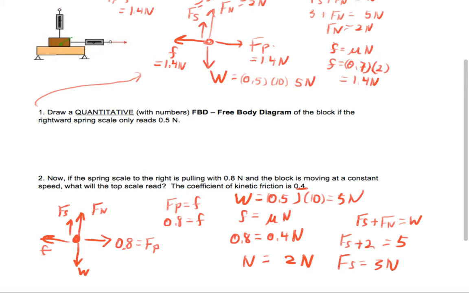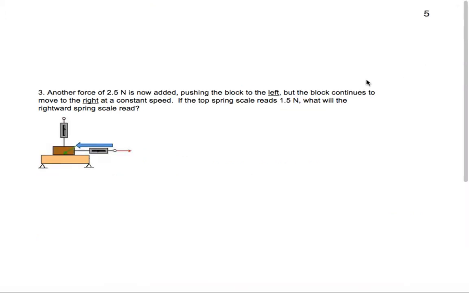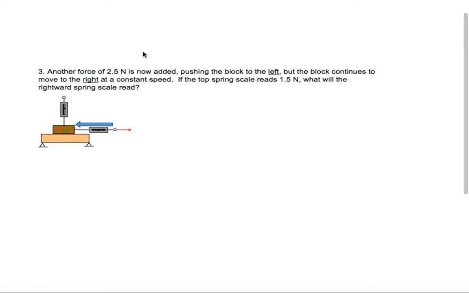Now, on the next page, let's add a 2.5 newton force to the left and try to figure out what's going on here. So let's redraw our free body diagram. I'm going to have the normal force. I'll have the spring scale. I'm going to have the weight force.